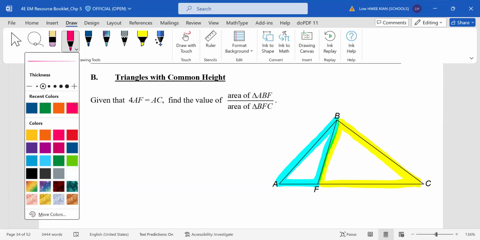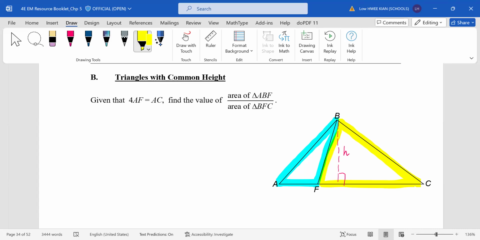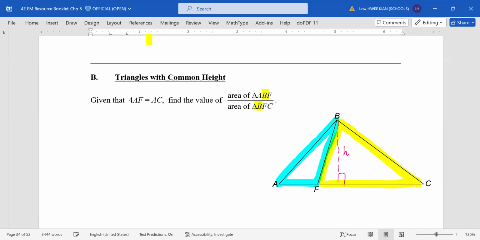The common height that we can see is from the highest point, B over here, which is a common point. I draw a perpendicular line down, and this will give us the perpendicular height. If you take a look at the highest point, you can see B is actually the common point here. So this is number one: you must be able to identify the common height.